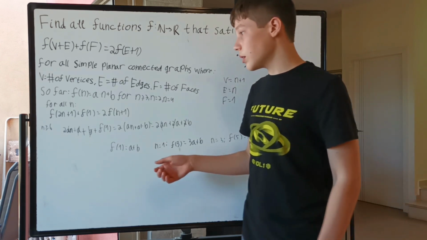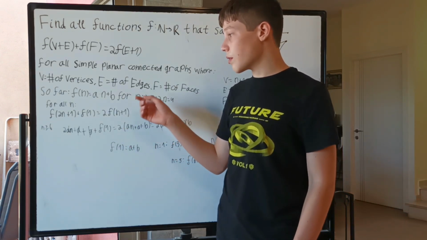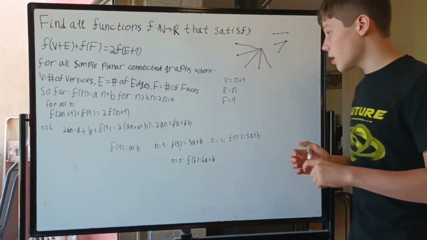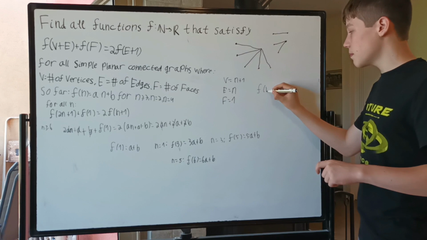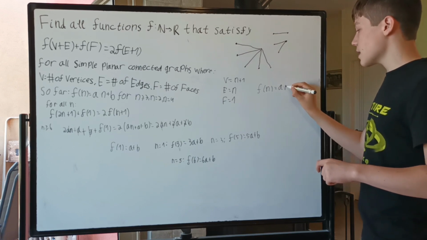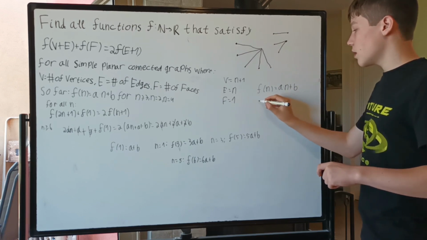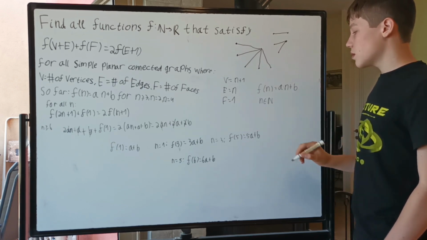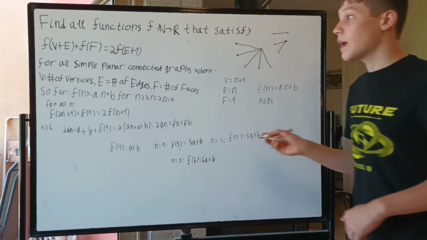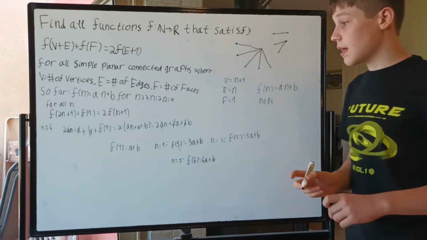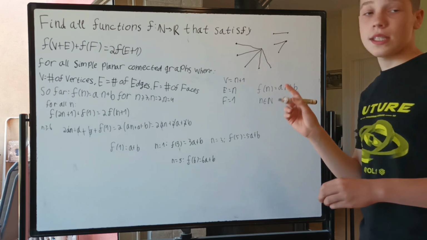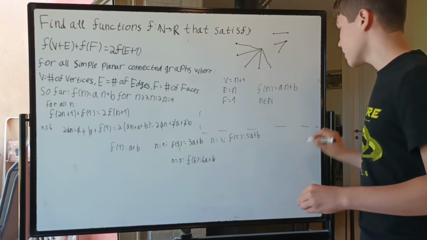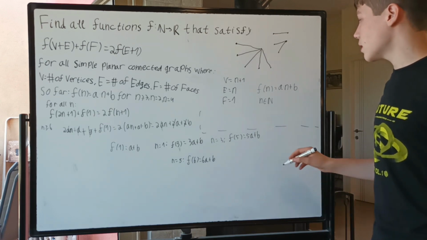And earlier we also proved, for n bigger than or equal to 7, that f of n is a n plus b. Meaning that all in all, we got that f of n is equal to a times n plus b for all natural numbers n. So we just found the function f, but now we need to check that this function actually satisfies this. So let's do this here. So let's plug it in.